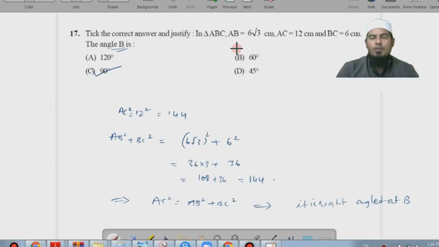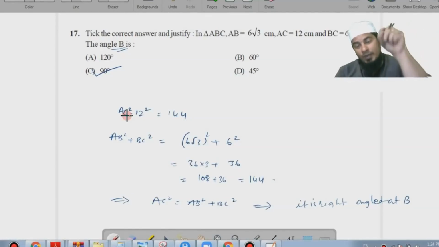Among the three sides, longer is 12, so AC square is equal to 144, AB square plus BC square. The longer side's square, the hypotenuse square, is equal to the sum of the squares of the other two sides, hence the vertex opposite to the hypotenuse, that is, AC is the hypotenuse, the opposite vertex will be B. Must be 90 degree. Yes.